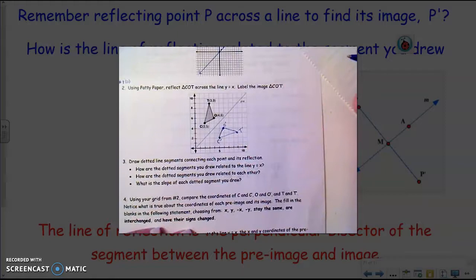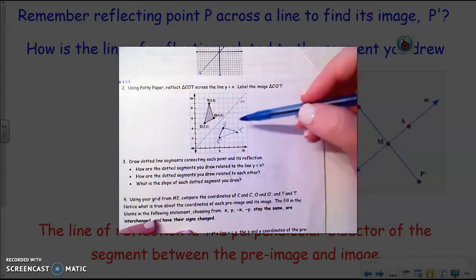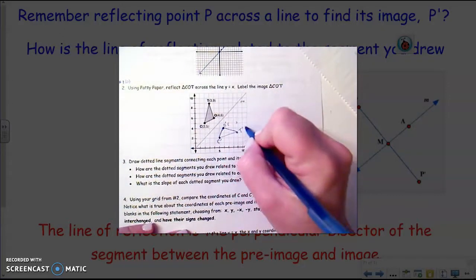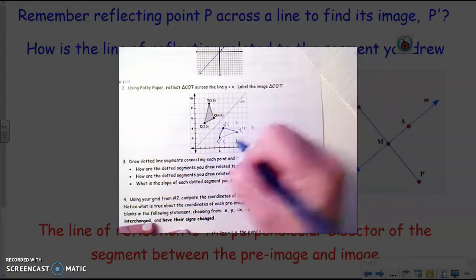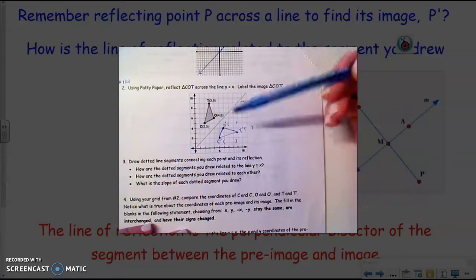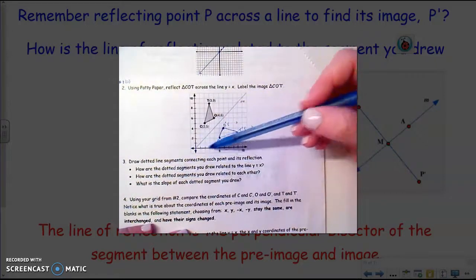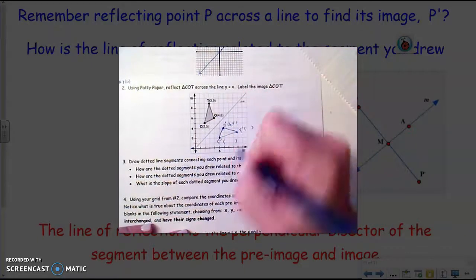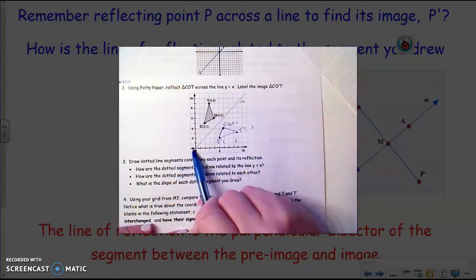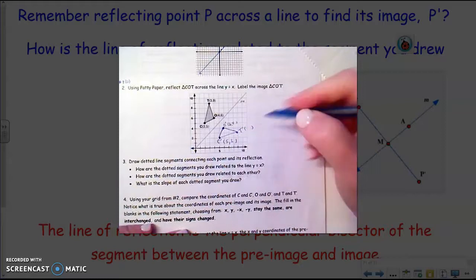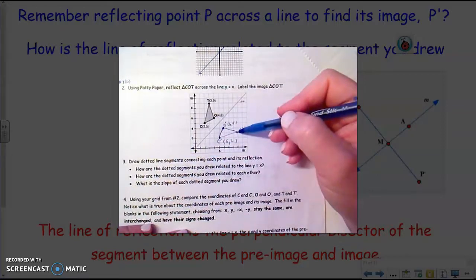Now that's labeled, and that's certainly all you'd have to do to label it, but I want us to notice something about the coordinates. So I want you to go ahead and put the coordinates of these points out beside them so we can see what happens when you reflect across that specific line, y equals x. So this point O is at the point 6, 4. This point C prime is at the point 5, 2. And T prime is at 9, 3.